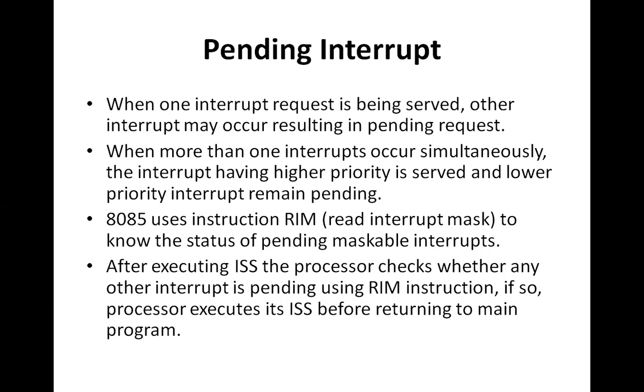The 8085 has an instruction, read interrupt mask, that is RIM, using which the user or the programmer will be able to know the current status of the pending interrupt. This instruction gives the current status of only the maskable interrupts.